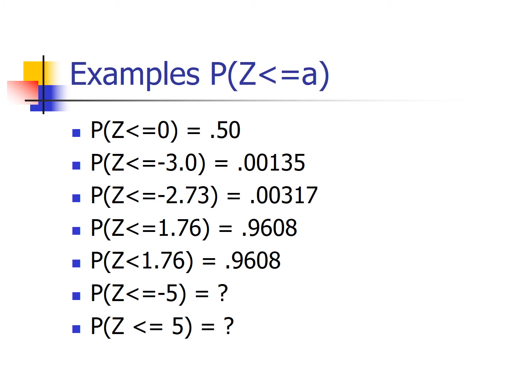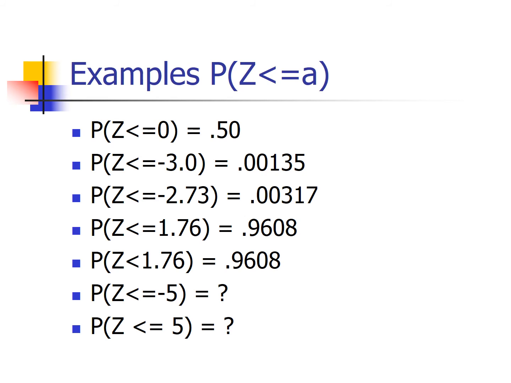What about the probability that z is less than or equal to negative 2.73? So this is just go down to the negative 2.70, then go over to the 0.03 column, and we should get 0.00317. Again, right, hopefully you're pausing it, you're verifying these things. You need to be able to do it yourself, so make sure you understand where these numbers are coming from.